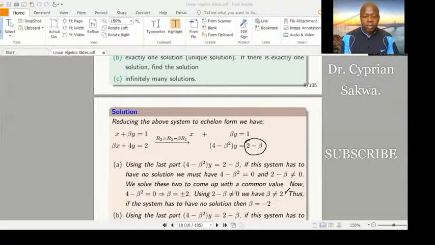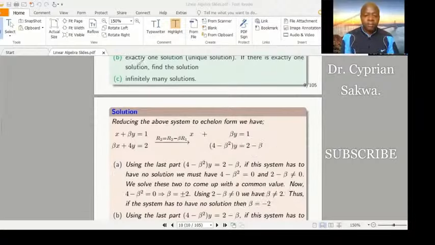And so we are left with one condition. Remember that here we had beta equal to 2 and beta equal to negative 2. And this other condition has given us that beta should not be equal to 2. So you're only left with that. Thus, if the system is to have no solution, then beta should be equal to negative 2, because that is the only thing we are left with. And that is clear.